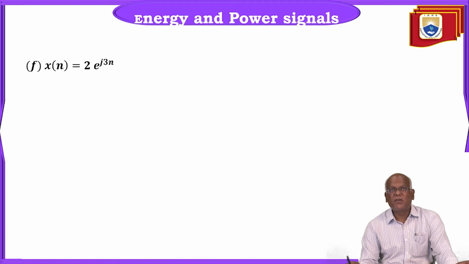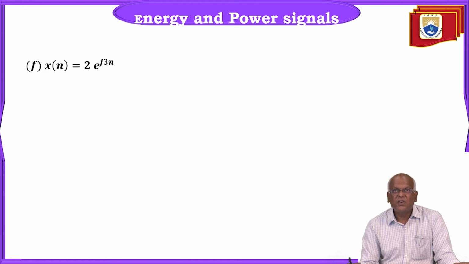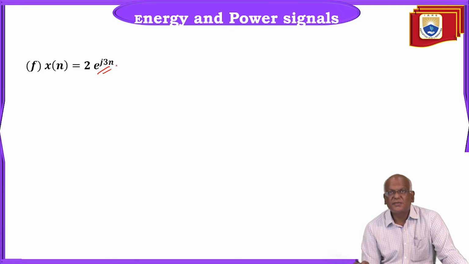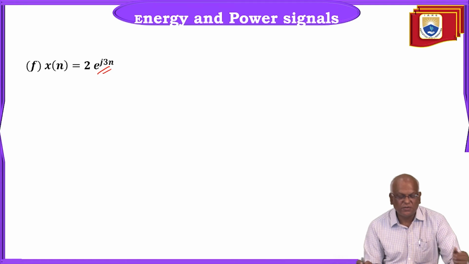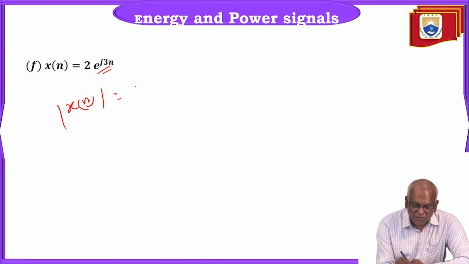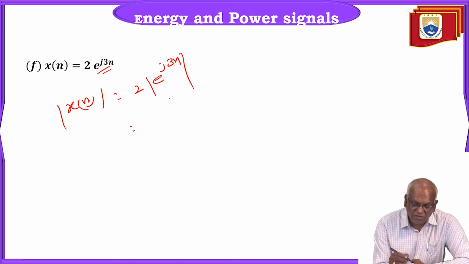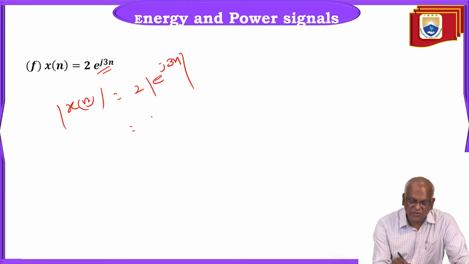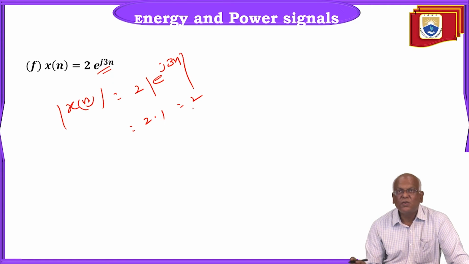Next, let us go for one more problem. x of n equal to 2 e power j 3n. You observe that this is nothing but a complex signal. For complex signals, what is the absolute value? For x of n, the absolute value is 2 times the absolute value of e power j 3n. You know the absolute value of e power j 3n is 1, so 2 into 1. So the absolute value of x of n equals 2.